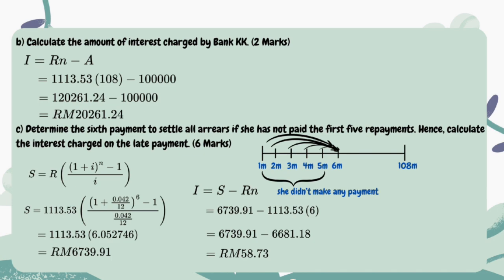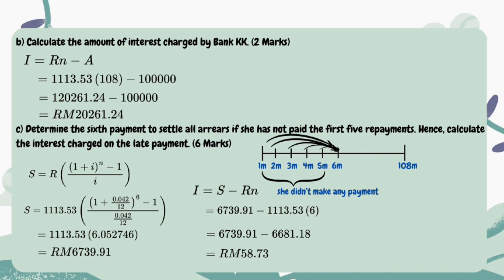So the next step, we should substitute the information into the formula, which is S equals 1,113.53 multiplied by the fraction open bracket 1 plus 0.042 over 12 close bracket to the power of 6 minus 1, all divided by 0.042 over 12. So the final answer is 6,739.91 or 6,739 ringgit 91 cents.